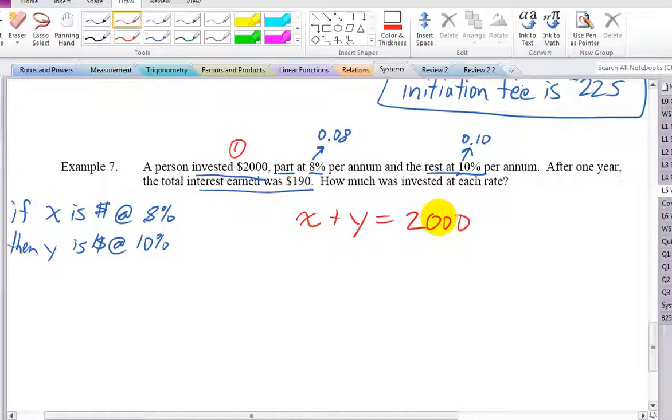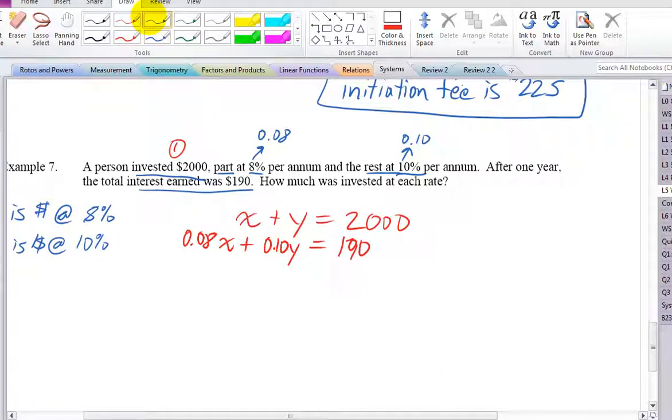Then, for the interest, we would use 8%, oops, not 80, 0.08 of X plus 10% of Y equals $190. Okay, there you go. What do you think Mr. Barker is going to recommend you do right away? Get rid of your decimals. How can we move the decimal place 2 spots? Times by 100. Okay, so you're going to get 8x plus 10y equals 19000. Okay.